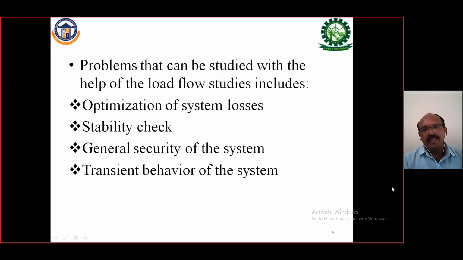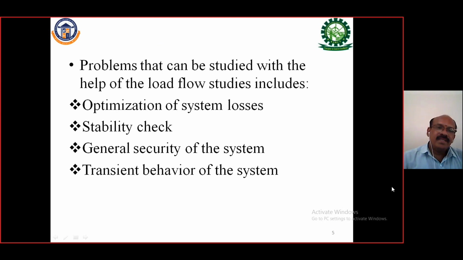Also stability checks. We should maintain the stability of our power system. Stability means constant voltage and constant frequency. We know the Indian frequency is 50 hertz, so we should maintain the frequency continuously.